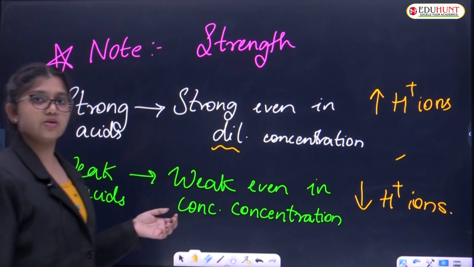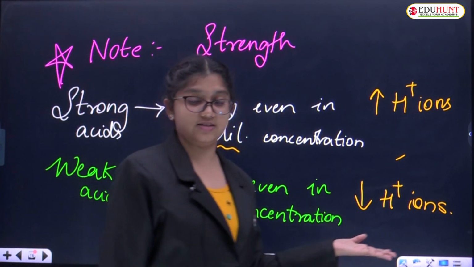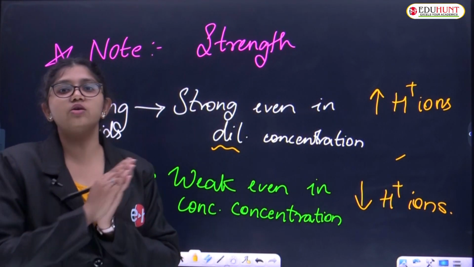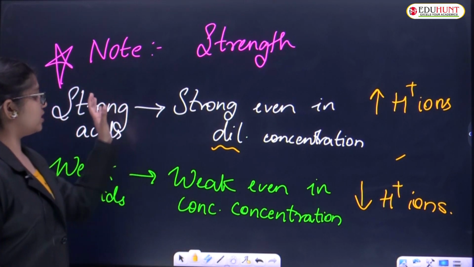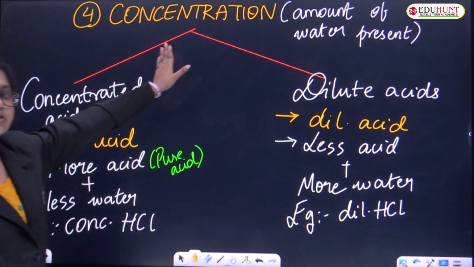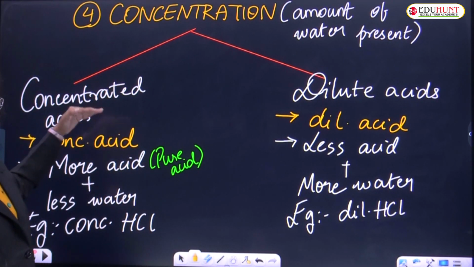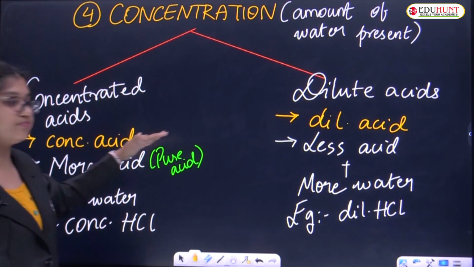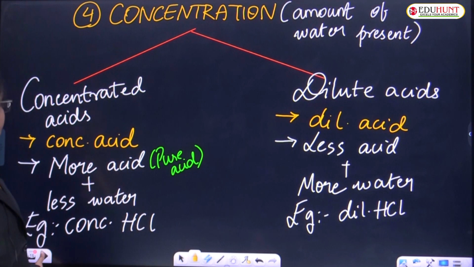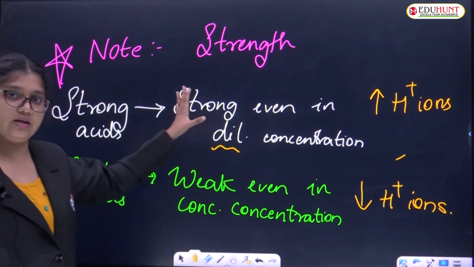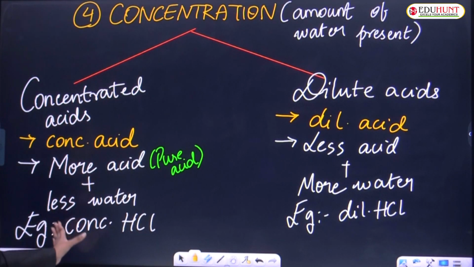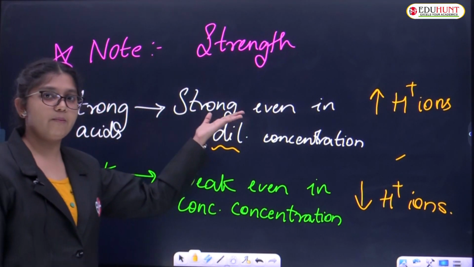So based upon this, it is not true that all strong acids are concentrated acids and all weak acids are dilute acids. There is no such relation between them. Don't confuse and don't make wrong interpretations. The note point here is that concentration is only about concentrated acids and dilute acids. There is no involvement of strength. We should not say all concentrated acids are strong and all dilute acids are weak, because there is a separate classification for strength, and you should not merge these two.